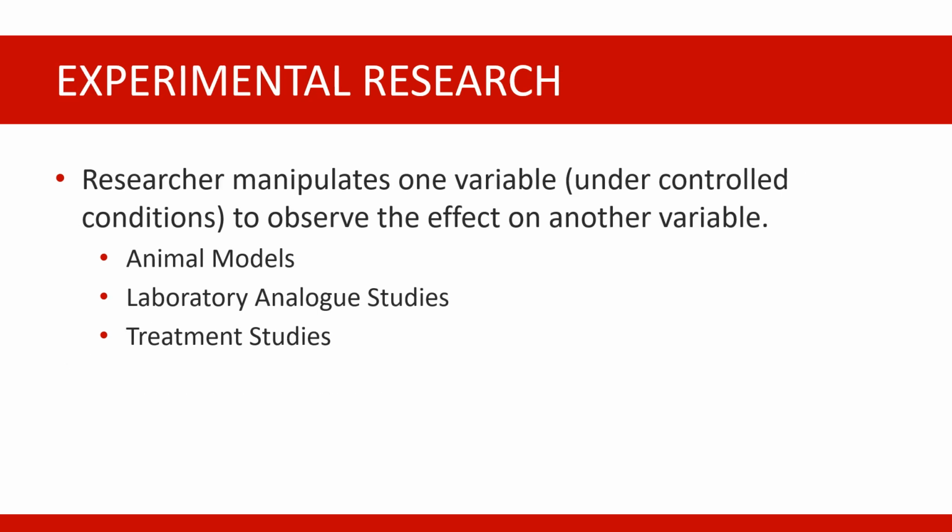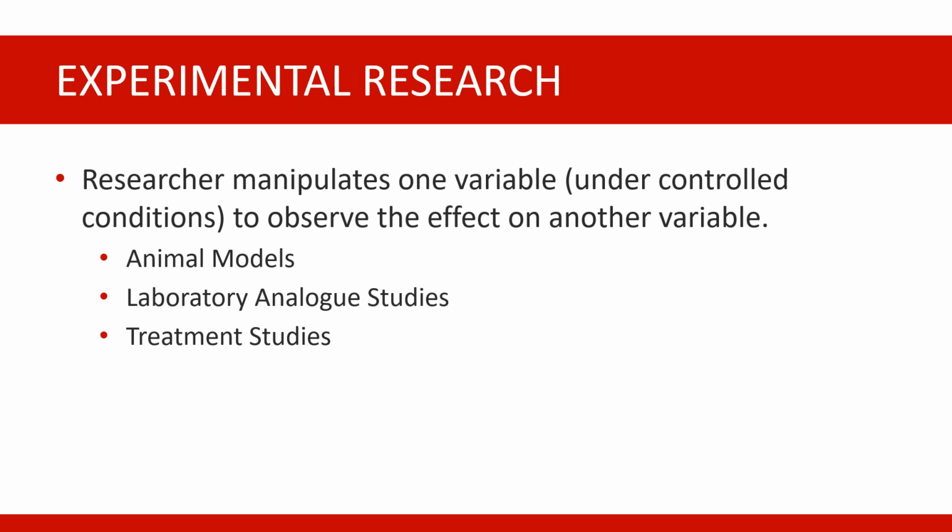Which brings us to our final research design, experimental research. The defining characteristic of an experiment is that the researcher manipulates a variable under controlled conditions in order to observe the effect on another variable. So because of this control and manipulation, experimental research is the only kind of research that can conclusively demonstrate causal relationships. And there are a wide variety of kinds of experimental research that we'll discuss over the course of the semester. So some experimental research is conducted with animals.